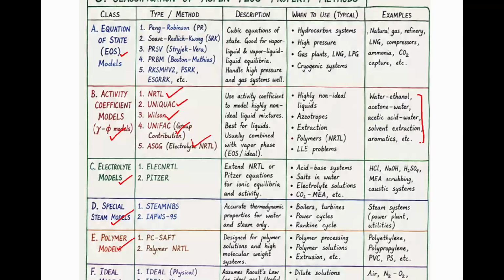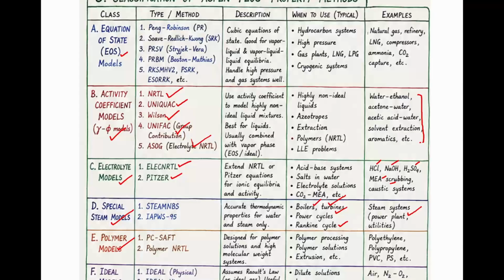For electrolyte models, they include electrolyte NRTL and Pitzer, extended NRTL or Pitzer equations for ionic equilibria and activity. When to use? Acid-base systems, salt and water, electrolytic solutions, CO2, MEA. And the examples include HCl, NaOH, H2SO4, MEA scrubbing, caustic systems. For special models, which include steam NBS, the description is accurate thermodynamic properties for water and steam only. When to use? When we are dealing with boilers, turbines, power cycles, Rankine cycles. And examples include steam systems, power plants, utilities.